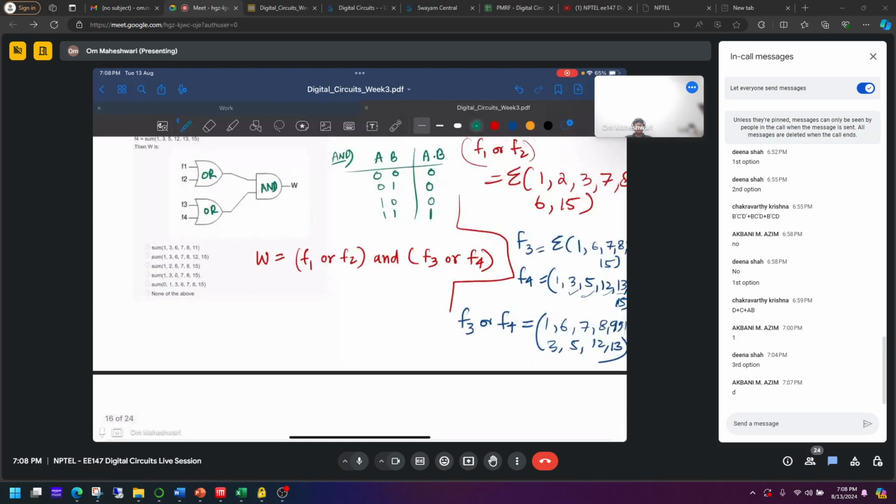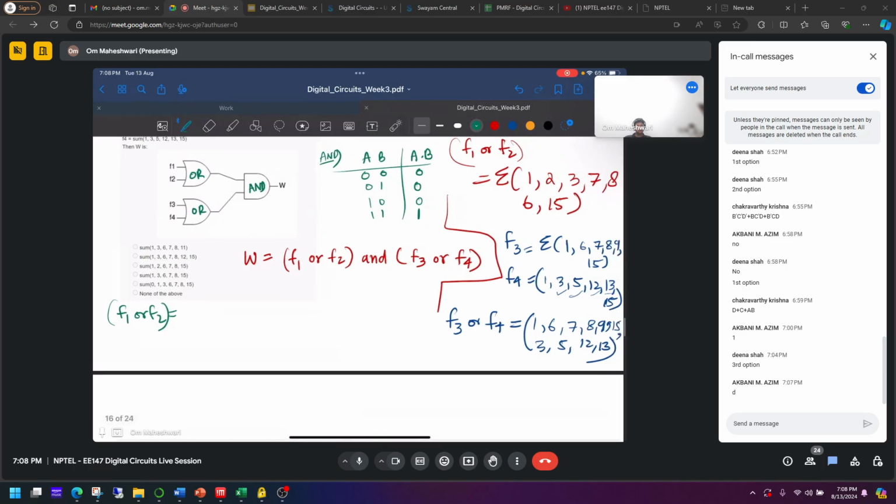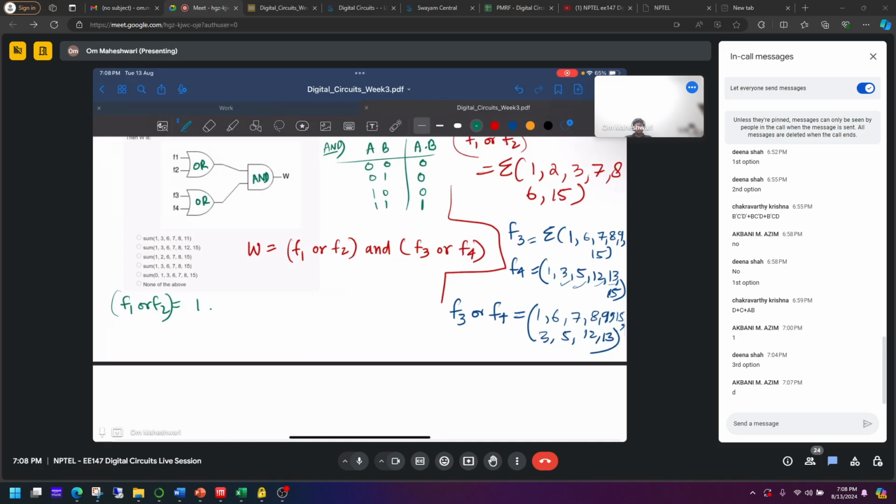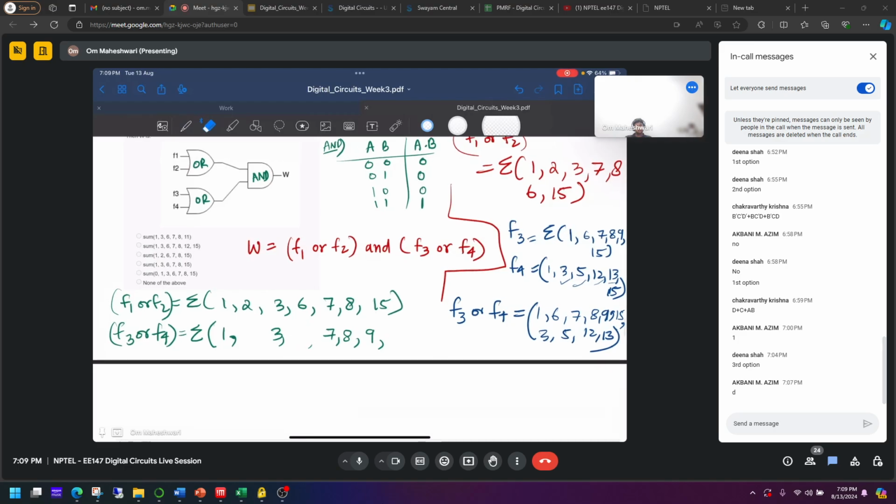Now I'll write them together. We have F1 or F2, which I'll try to write in ascending form: 1, 2, 3, 6, 7, 8, 15. You have F3 or F4, which is sigma 1, 3, and what else is there? 6, 7, 8, 9. 5 is also there. Oh yes, sorry, 5 is also there. I'll make some space and write it on the next page.